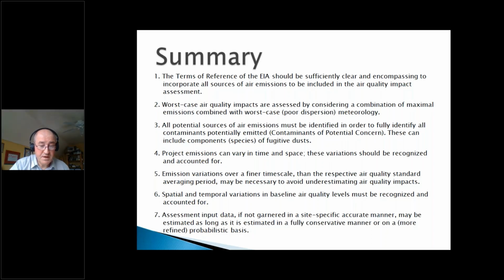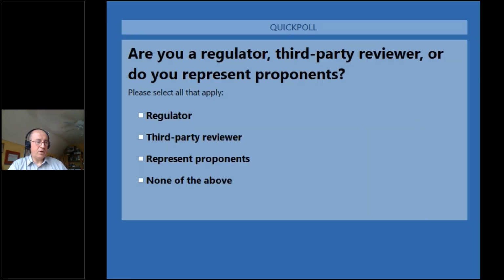I must admit I have missed a poll that was meant to have been set in an earlier part of the presentation. However, I think this is probably a good chance to pause for a bit, and we're going to have a poll now. The poll is going to be based on a question that will be posed to you, and it's to identify what your role is. Are you a regulator, a third-party reviewer, or do you represent proponents? So again, the options are regulator, third-party reviewer, or you represent proponents, or none of the above. You can be more than one. I understand that consultants can sometimes be third-party reviewers as well as represent proponents. So pick as many of those choices as you feel appropriate, and we'll get the results of that poll in a few seconds.